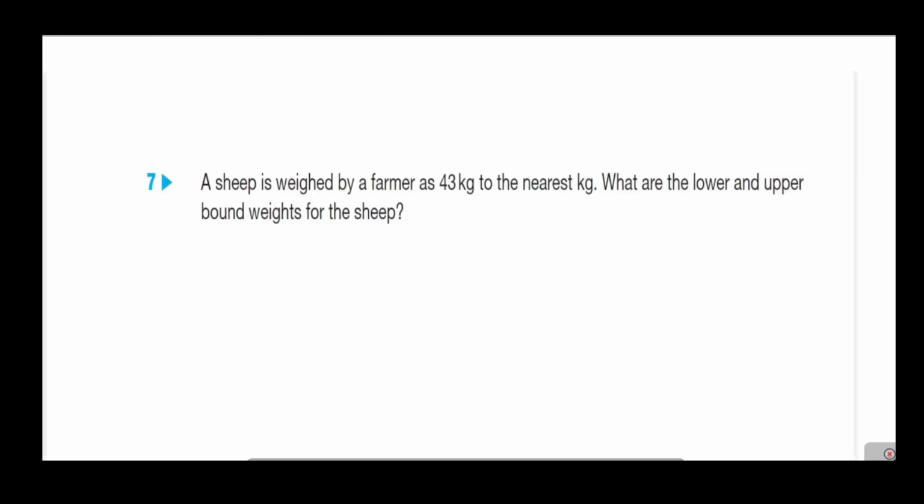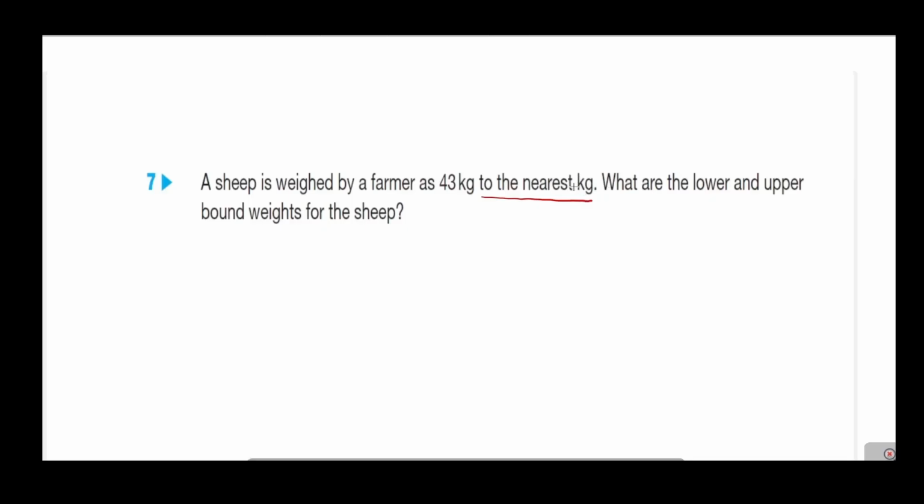Okay guys, check this out. Check out whether we can do this one. I'm reading out the question. A sheep is weighed by a farmer as 43 kg to the nearest kg. What are the lower and upper bound weights for the sheep? You have to identify what the keyword is. Let's read out again to get what the keyword is. A sheep is weighed by a farmer as 43 kg to the nearest kg. So you could underline to the nearest kg. Now this is your keyword. In this keyword, we have only one unit as kg, but there is no number before kg.